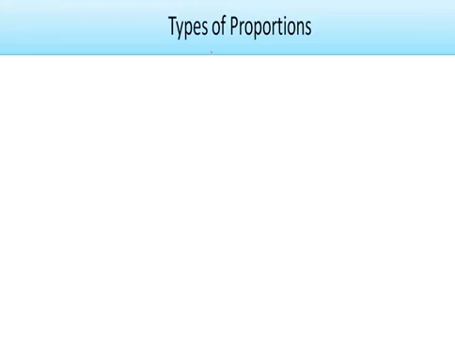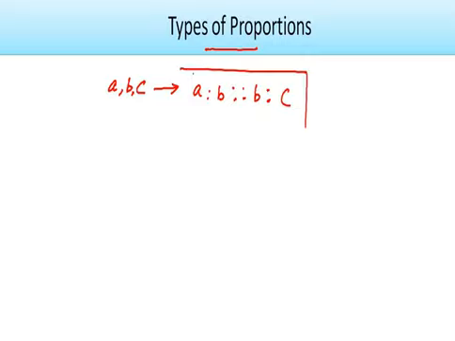Since we know about the basics of proportions, let's get to know about the different types of proportions. For this, let's consider three terms A, B and C. Let's also assume that the ratio between A and B is the same as the ratio between B and C. From this notation, we can clearly understand that these two are proportional to each other, right?